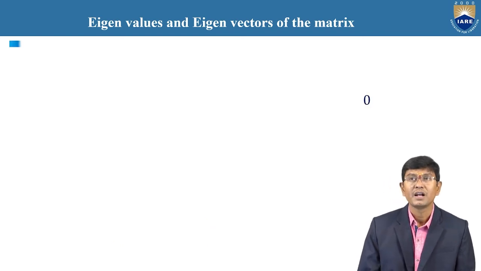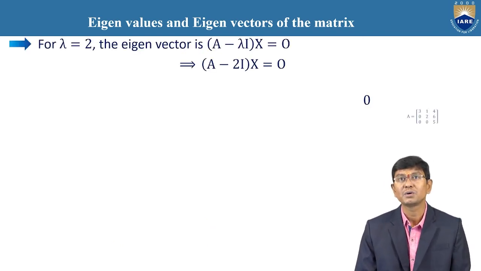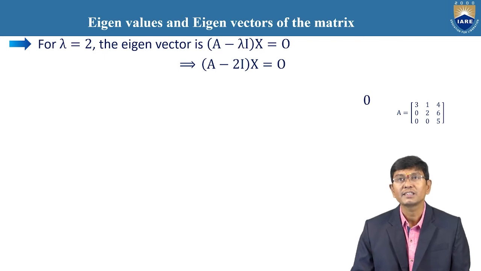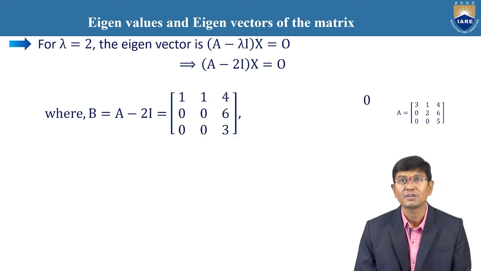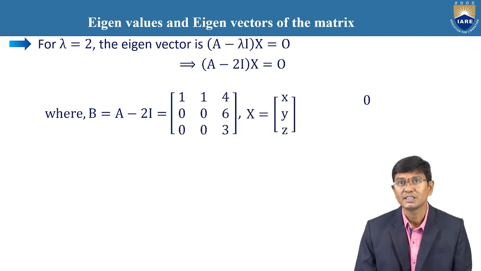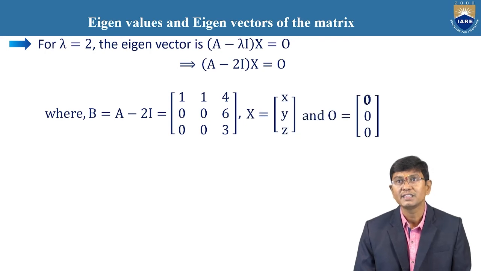That's clear. Now, we need to find the eigenvectors for lambda equal to 2. Therefore, (A minus lambda I) x is equal to 0. By replacing lambda with 2, that is (A minus 2I) x is equal to 0, where B is equal to A minus 2I. Therefore, the matrix is reduced to 1, 1, 4, 0, 0, 6 and 0, 0, 3, and x is nothing but x, y, z, and 0 is nothing but 0, 0, 0.